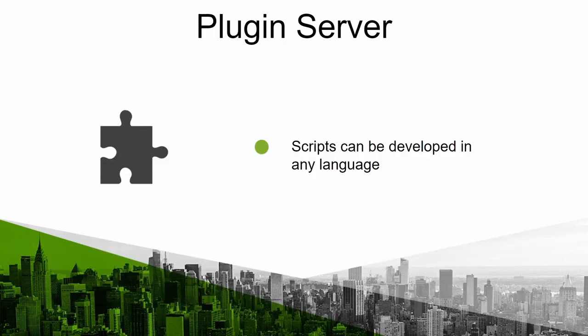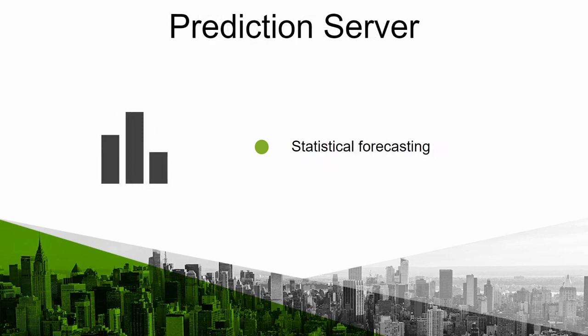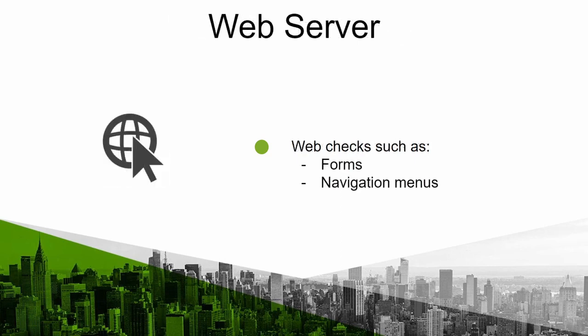The plugin server allows to use custom and complex scripts developed according to each environment to carry out more complex tests. These scripts can be developed in any language and can be used centrally and easily from the Pandora FMS web console. Prediction server. Using artificial intelligence, it is able to set a statistical forecast based on data collected up to the past 30 days. Web server, also known as Goliath, it performs web checks such as identifying users, sending parameters in a form or navigating throughout the menu, among other possibilities.